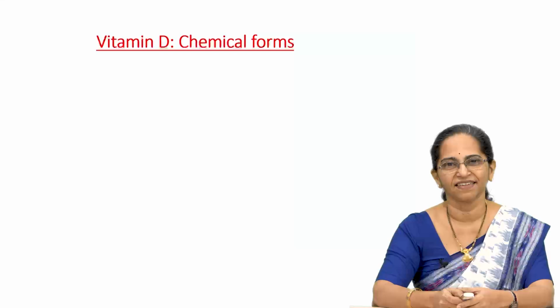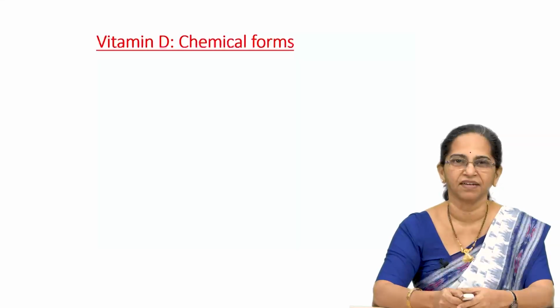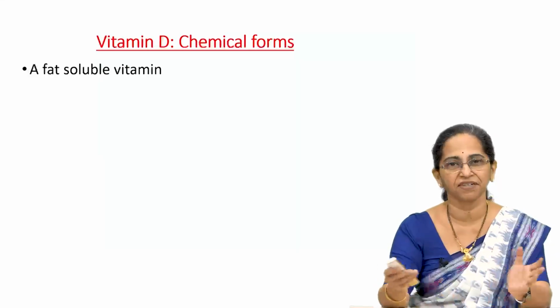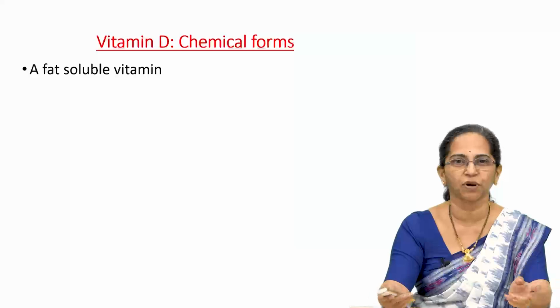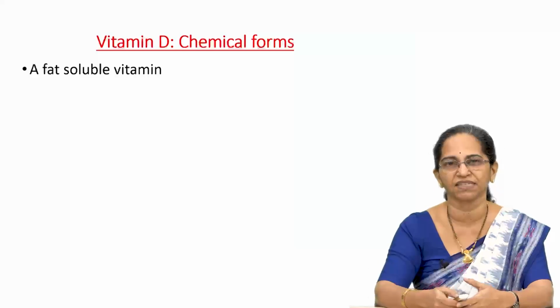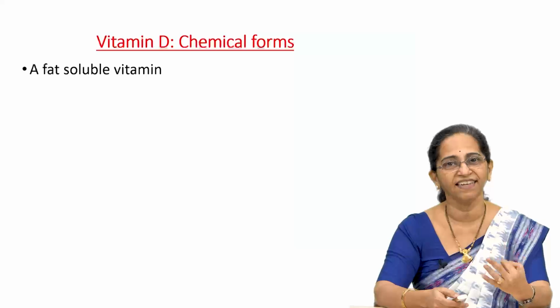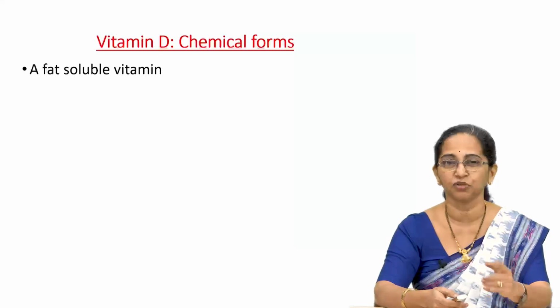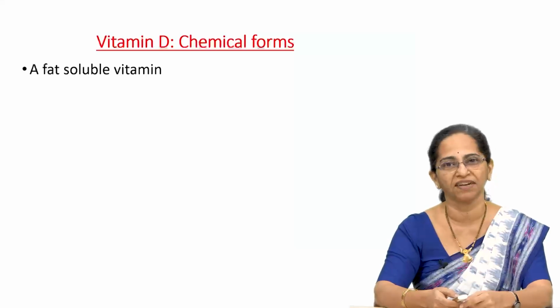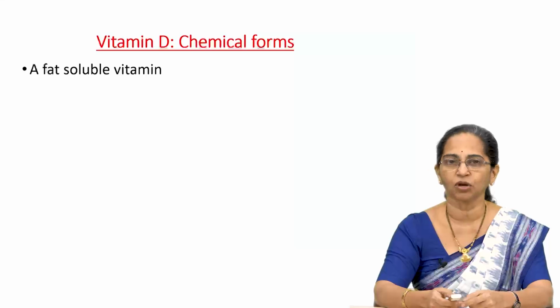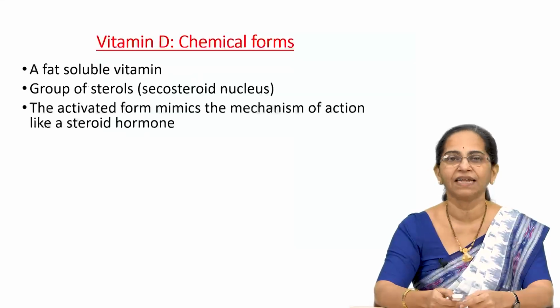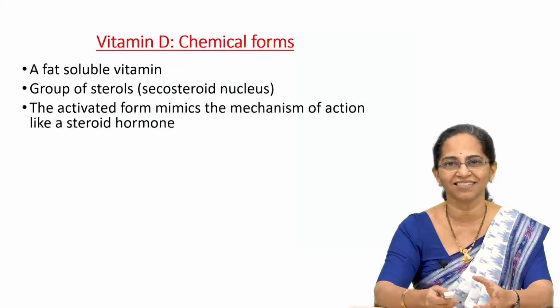Vitamin D is a fat soluble vitamin. You all know that vitamins are divided into two groups, the water soluble vitamins and the fat soluble vitamins. The fat soluble vitamins are four: vitamin A, D, E and K. And today's topic is vitamin D. It's a fat soluble vitamin. Definitely it means it has a structure that makes it soluble in fats.